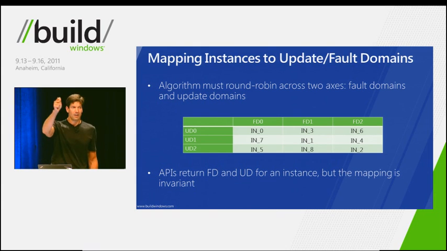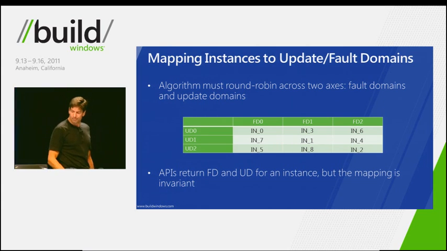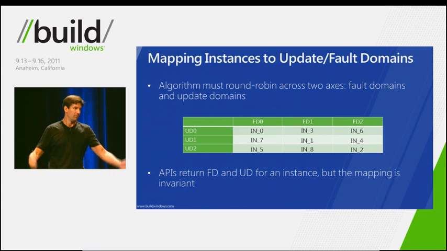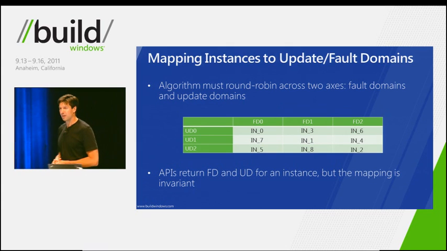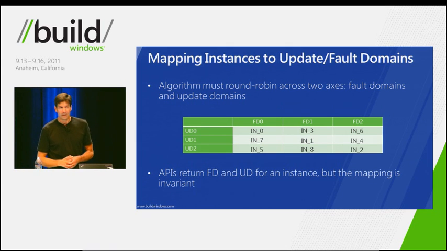And that's the way we fill it in. Basically, we just have a pointer into fault domains that we're incrementing for each instance we add, and then a pointer into update domains we're also incrementing once we round robin. There are APIs, of course, that you can use to get back the instance ID, but this is invariant. This mapping of instance IDs to fault domain and update domain numbers is baked into the fabric.